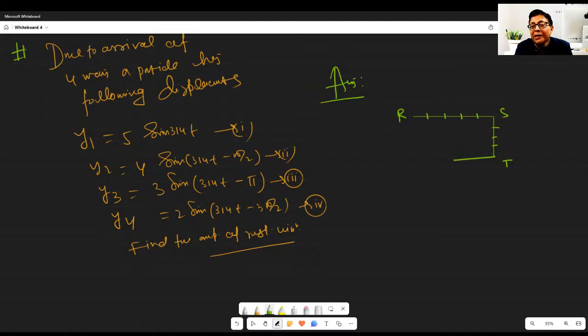And differing phase by how much? Pi by 2. You understand? This is pi by 2. So from S to T you have taken 4 units. Second wave 4, first wave 5. This one 3 units. Clear? Tu is C. Again it will turn by pi by 2. By how much? 2 units only.